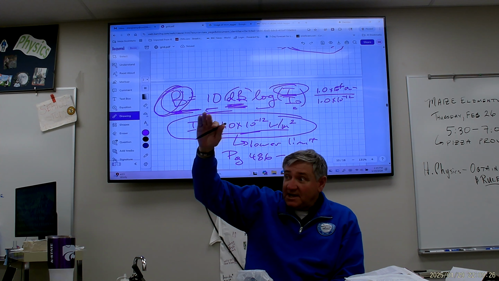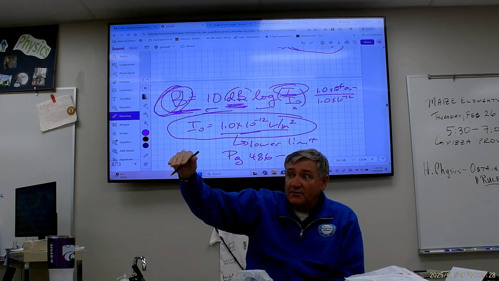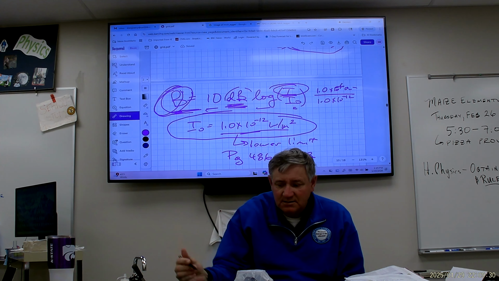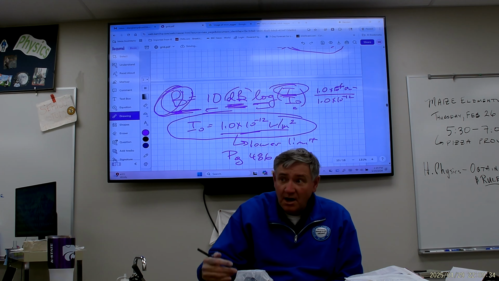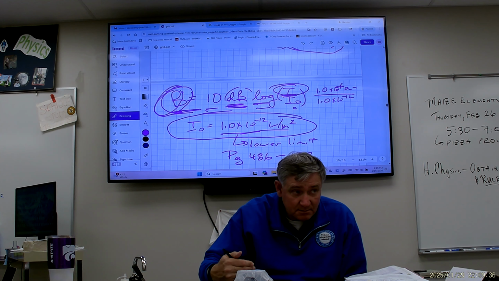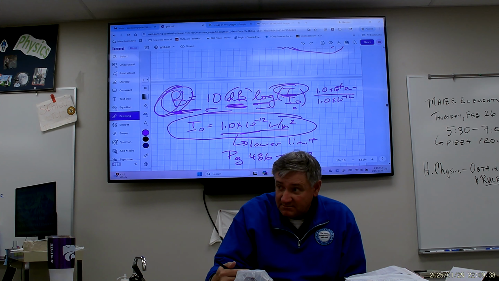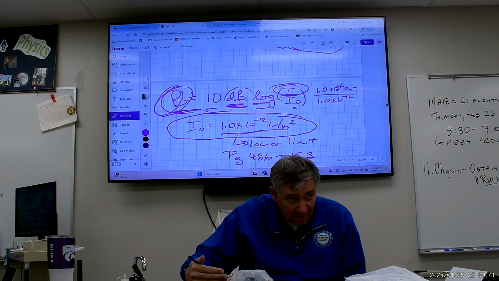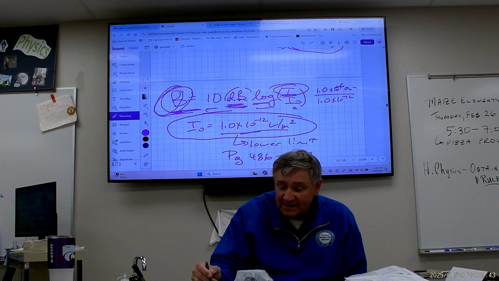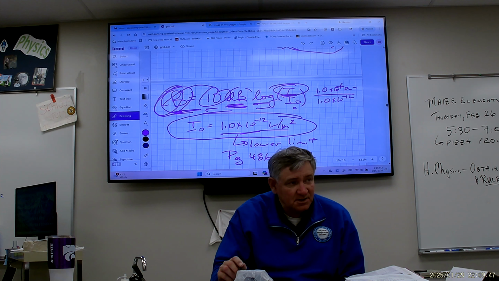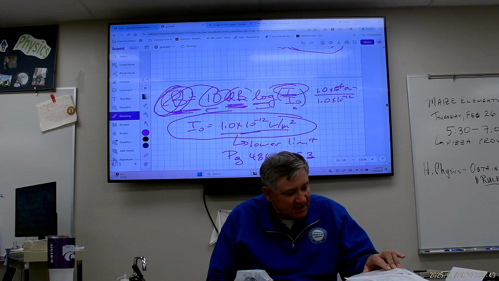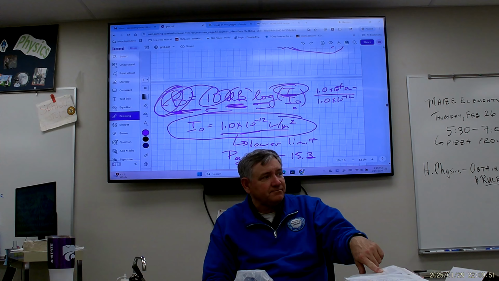Right? I take 10 to the negative 6 divided by 10 to the negative 12. I get 10 to the 6th. So the logarithm of that, the log of 10 to the 6th is 6, right? Base 10. Log of 10 to the 6 is 6. I take 6 times 10, I get 60 decibels. 60. So if you look on your chart, that's where that 60 comes from.